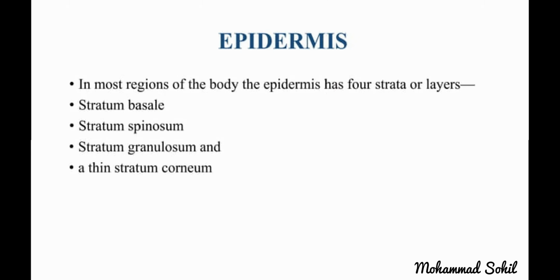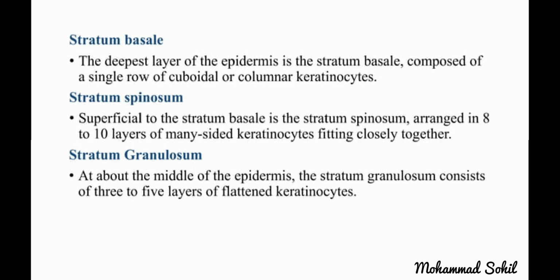In most regions of the body, the epidermis has four strata or layers: stratum basale, stratum spinosum, stratum granulosum, and a thin stratum corneum. Let's discuss one by one. First, stratum basale. The deepest layer of the epidermis is the stratum basale, composed of a single row of cuboidal or columnar keratinocytes. Stratum spinosum. Superficial to the stratum basale is the stratum spinosum, arranged in 8 to 10 layers of many-sided keratinocytes fitting closely together. Then third, stratum granulosum.